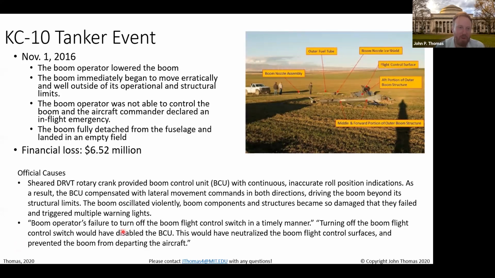The boom operator's failure to turn off the boom flight control switch in a timely manner was a cause, according to them. We wouldn't word it that way. We would find real reasons why the boom operator might not want to turn it off like we just did. But that is what happened. They did not turn off the boom flight control switch. It continued to oscillate and ripped itself apart.